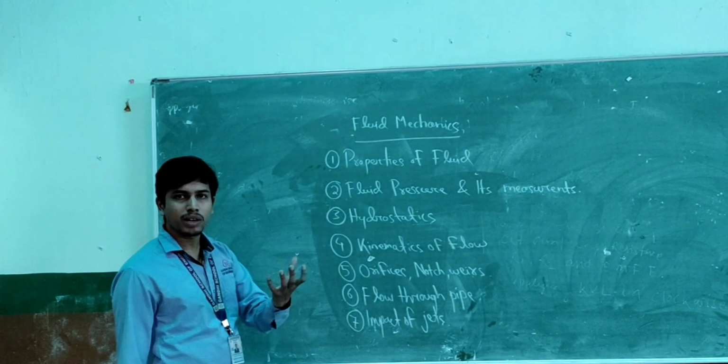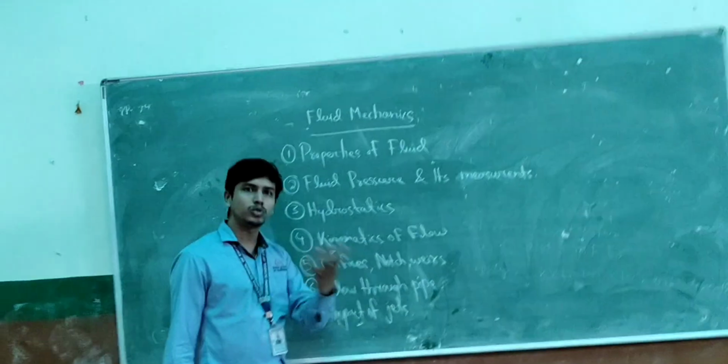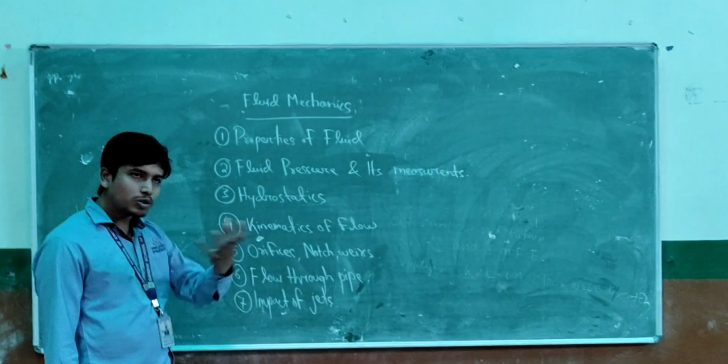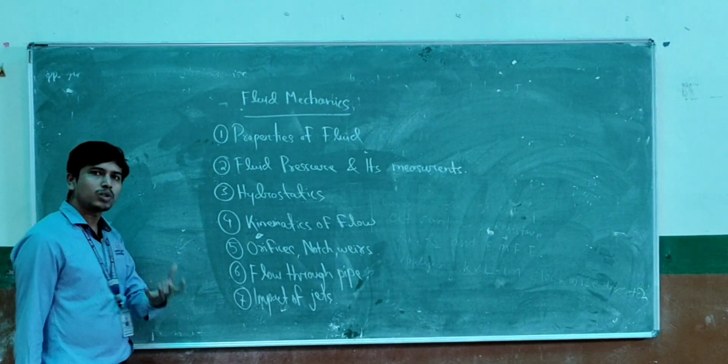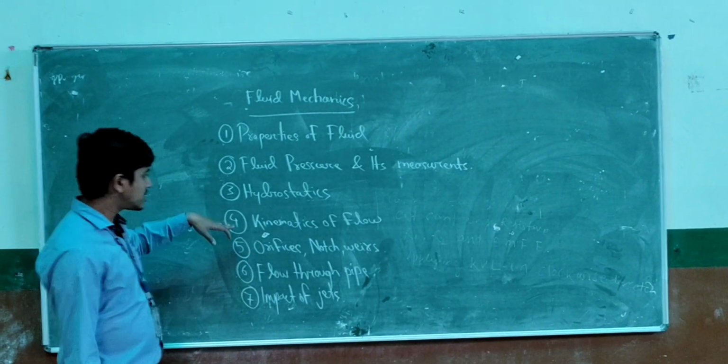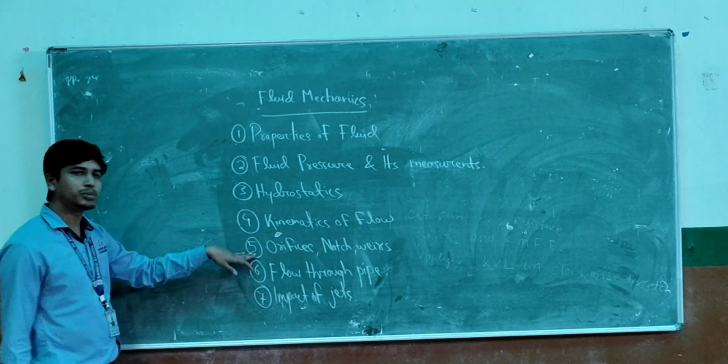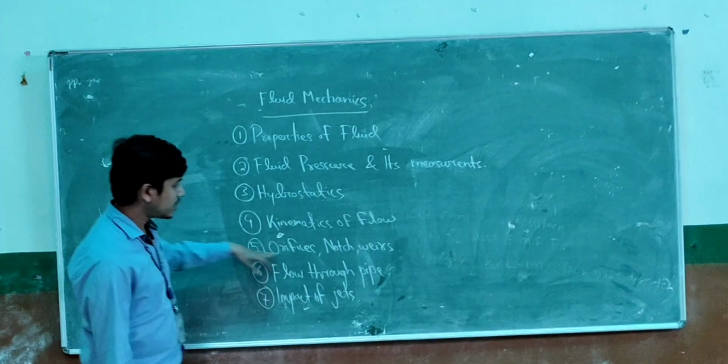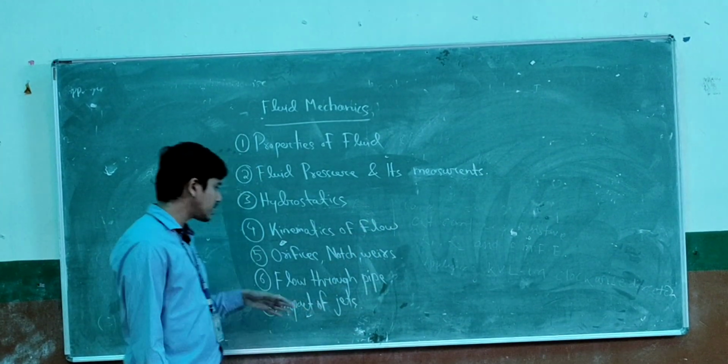So one term is available, one machine is available, that is venturimeter and orifice meter. These two machines are used to calculate the rate of flow in a pipe. So the venturimeter section is included in the 4th chapter and the orifice meter is included in the 5th chapter. Then notch and weir we will discuss during the classes.